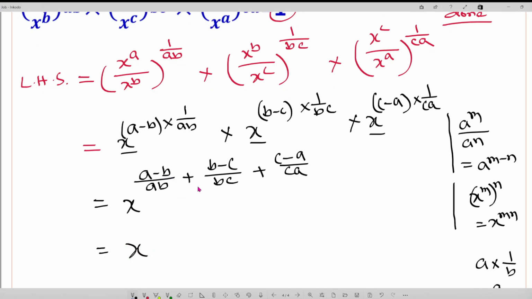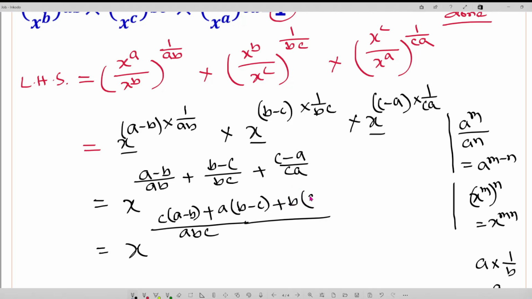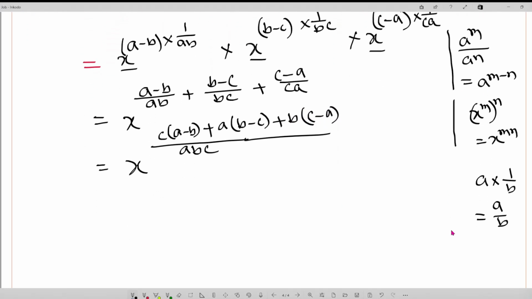So x, and this one we can make with an LCM. So abc is our LCM. abc divided by ab is c, so c times a minus b, plus abc divided by bc, it means a, so a times b minus c, plus abc divided by ca, it will be b, so b times c minus a.